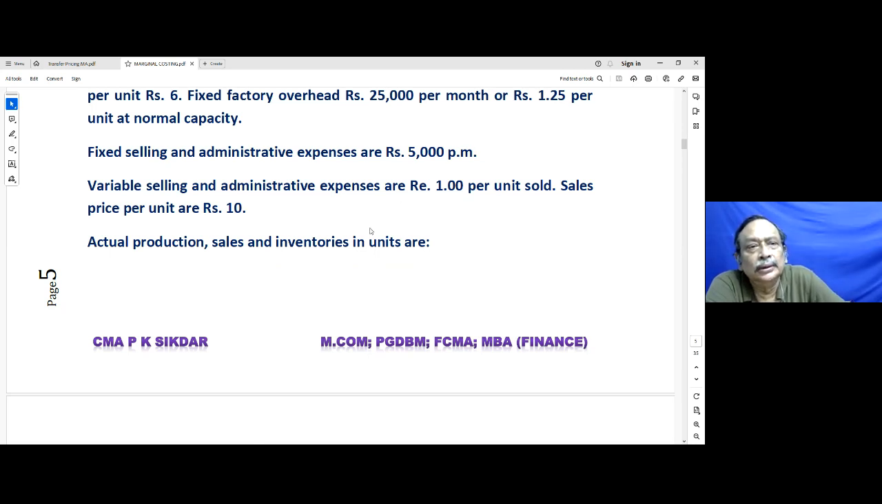Now, hope you have understood whatever I have explained. So in the next class, we are going to cover marginal costing with certain decision-making aspects. And after that, we'll be having standard costing, then learning curve, and responsibility accounting.